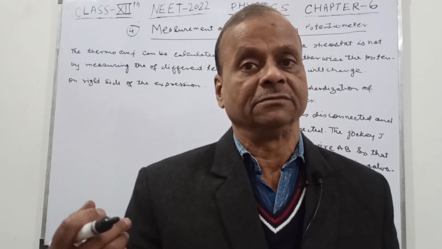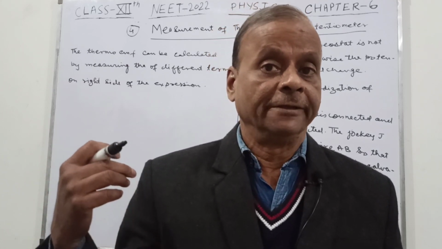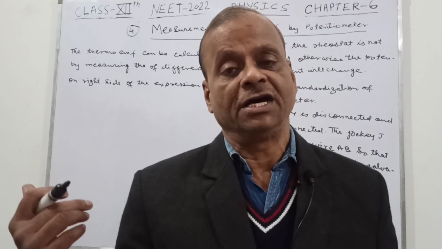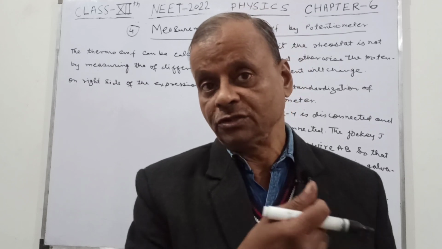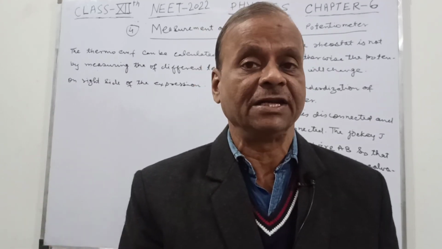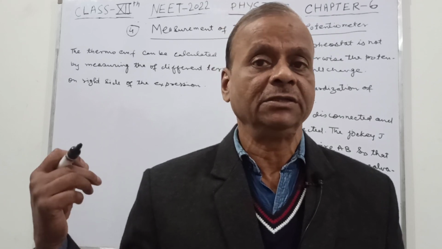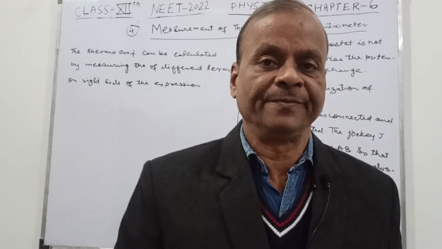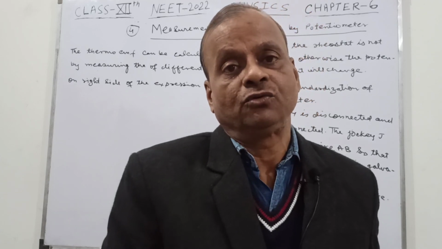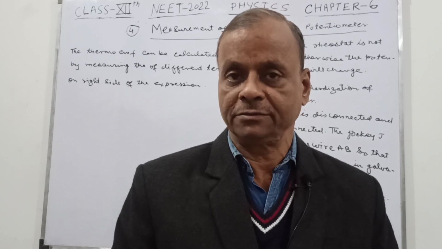And then again the copper iron junctions are taken in the circuit, and then the jockey is slided on the wire AB to find the balance length, and then measure the thermo EMF of the given thermo junctions. So this is how to measure the thermo EMF by means of a potentiometer.